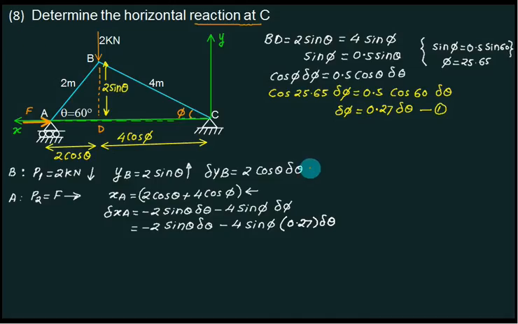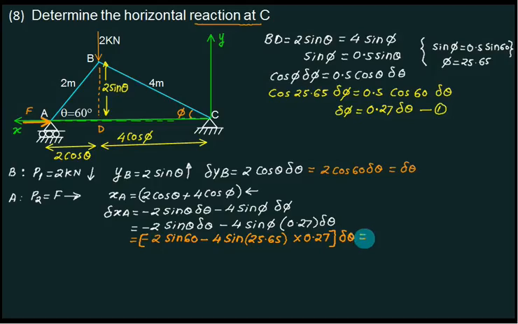So I will come back to this side. And right now I will put theta equals 60. So this one is 2 cos of 60 into del theta. This time minus 2, this one is sin theta, sin 60. Minus sin. Del theta we will take out common. 4, what is the value of phi? Phi we have taken as 25.65. 0.27. And this whole term is multiplied by del theta. By the principle of virtual work, the total work done is 0.